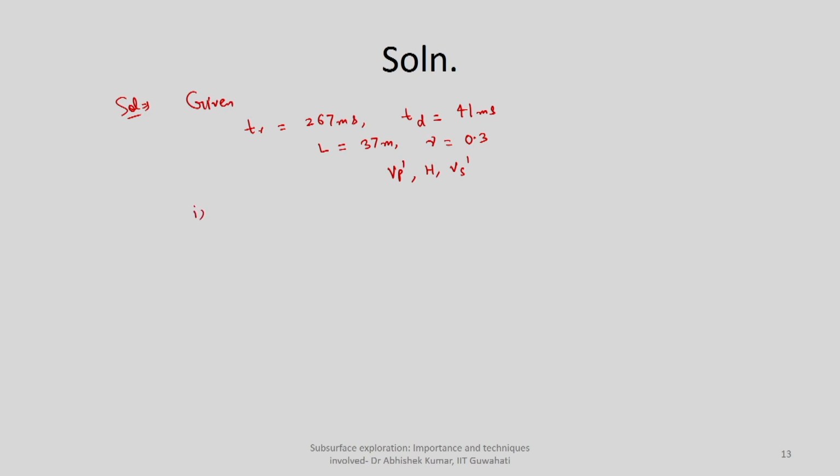Going with the derivation which we did for the seismic reflection survey first part, when the bedrock is horizontal, first one will be Vp1, that will be equal to L divided by Td, that is 37 divided by 41. It is given in milliseconds, so you can convert it to seconds. That is how you will get to know the value of Vp, that is 902.44 meter per second.